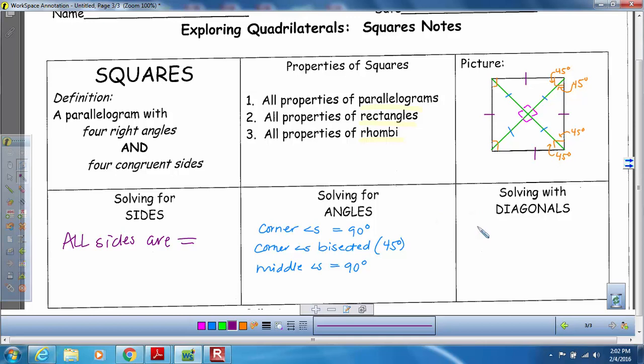So if we were going to solve for diagonals, it would be the same as the rhombus as well. So our diagonals are equal, and then our diagonals also bisect, which means 2 things. That part equals part, and 2 times our part equals the whole.